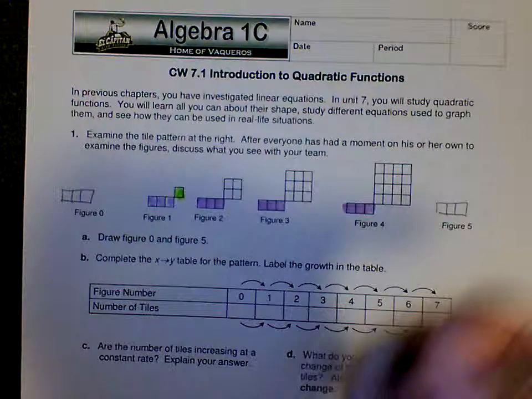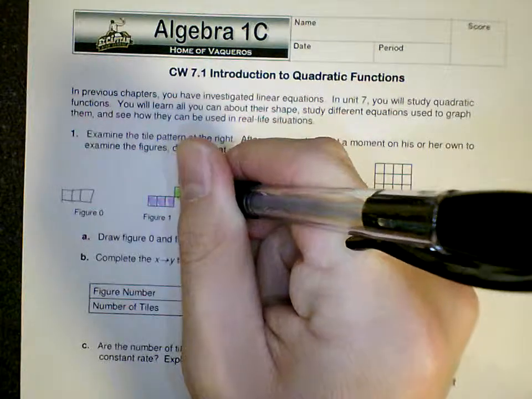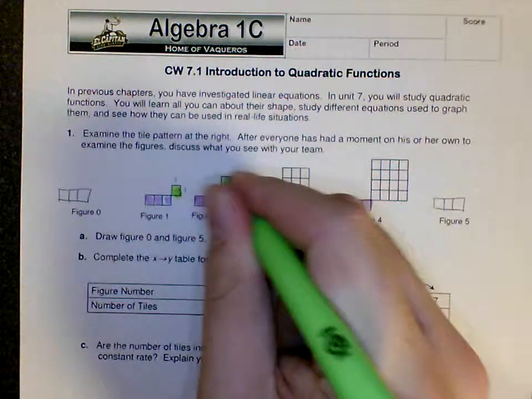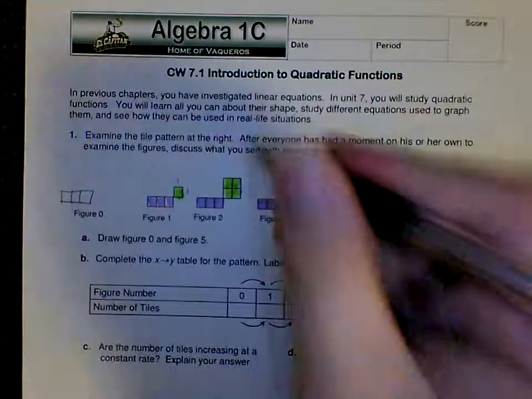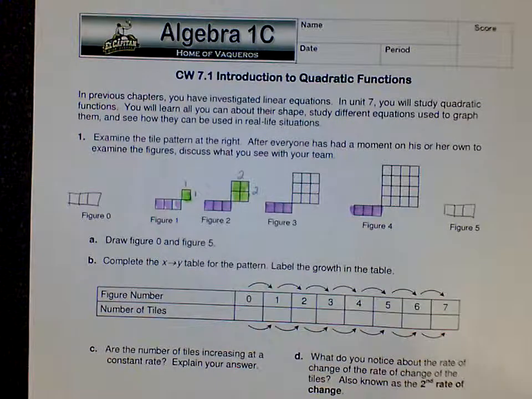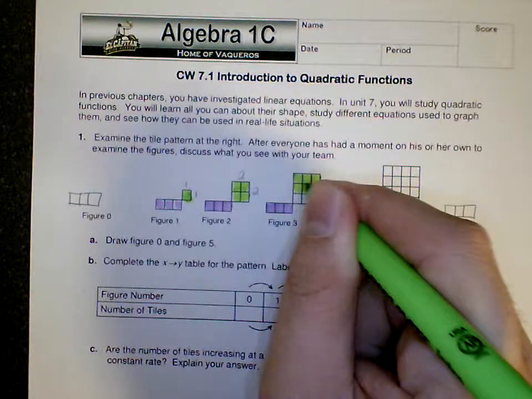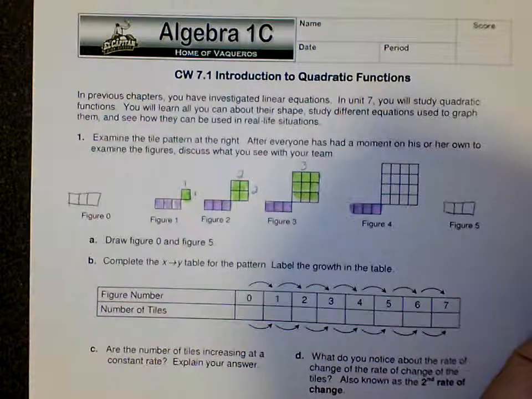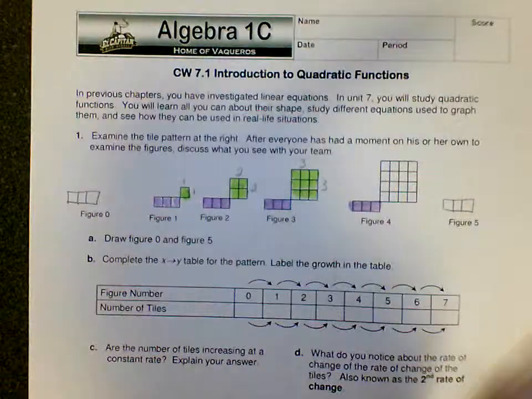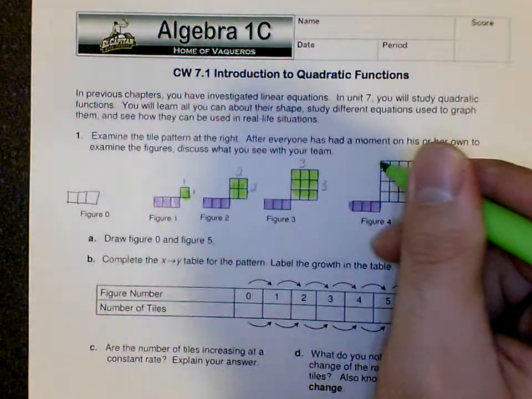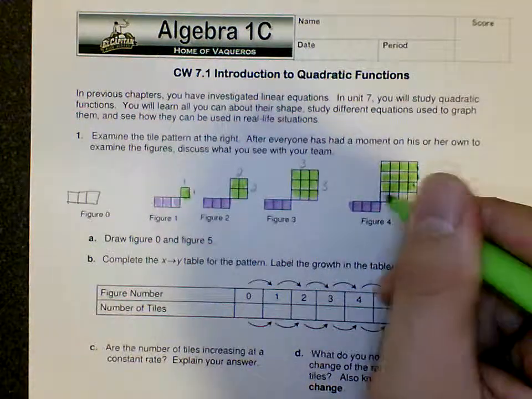Notice here we have a square. We've got a 1 tile by 1 tile square. Right there we have a 2 tile by 2 tile square. 2 by 2 in figure 2. In figure 3, it's growing even more, and now we've got a square that is 3 tiles by 3 tiles. In figure 4, same thing holds true. So in figure 4, we've got 4 tiles by 4 tiles.